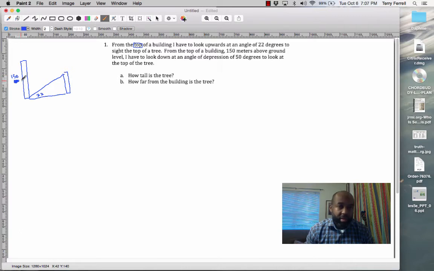Above ground, I have to look down at an angle of depression of 50 degrees. So I'm going to do this. Angle of depression is here, looking down from the top. This is 50 degrees here. And look, another triangle. We have a triangle here, a triangle here. I think that's all I have. It says, how tall is the tree?